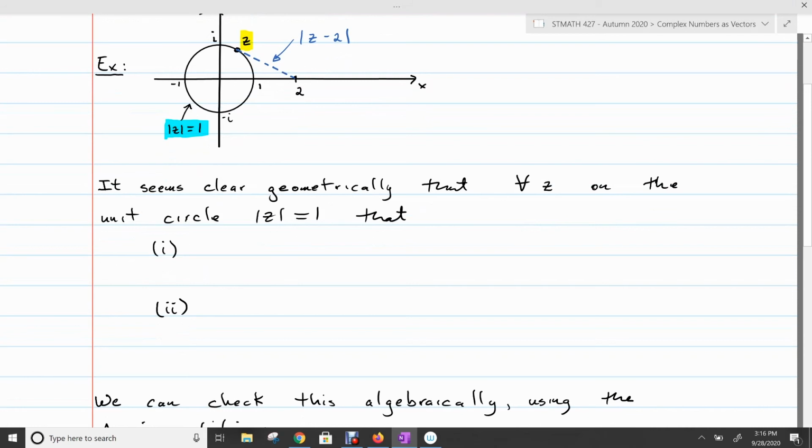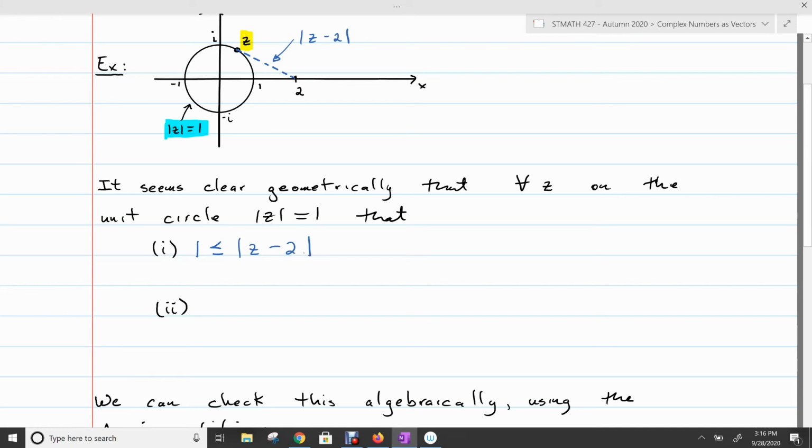So what's the smallest that distance could be, is what I'm asking. Well, the smallest that distance could be would be 1, if z were right at the point 1. So 1 is the lower bound on what |z minus 2| could be.